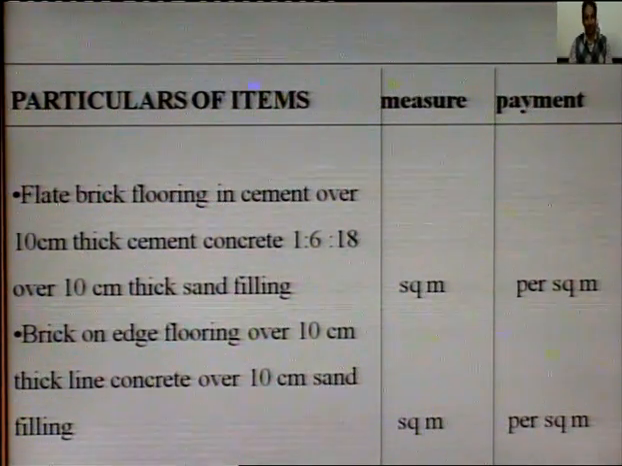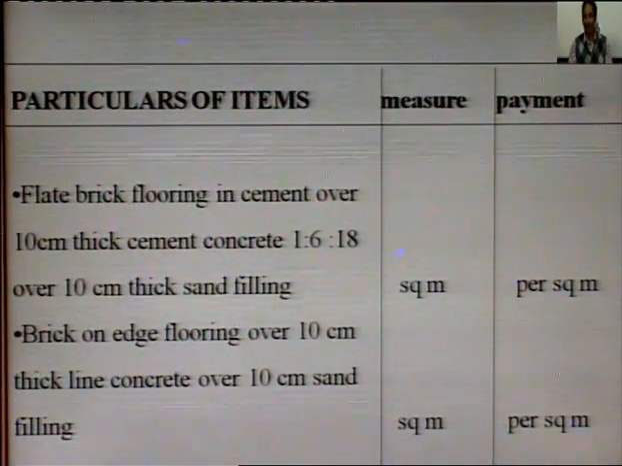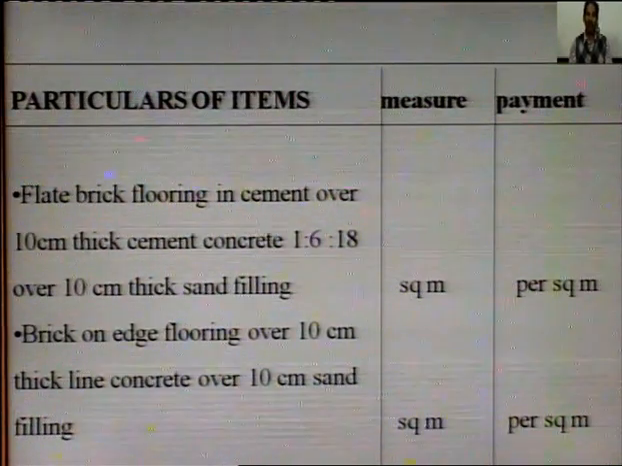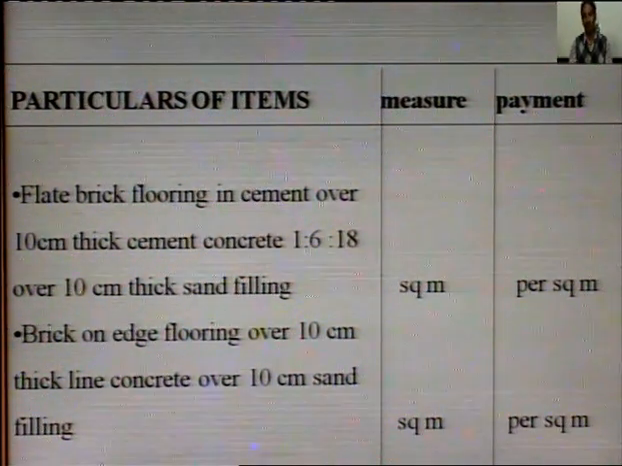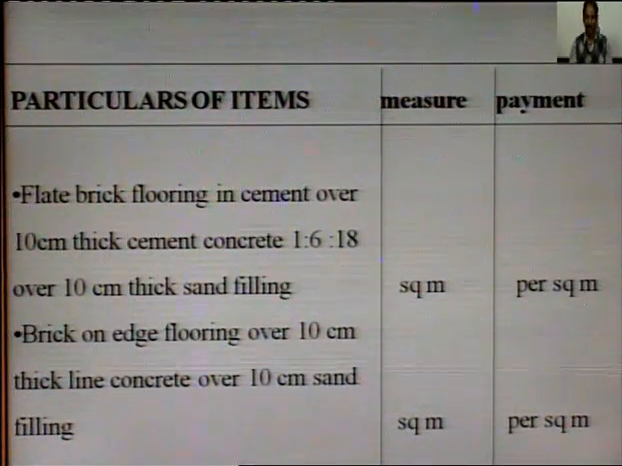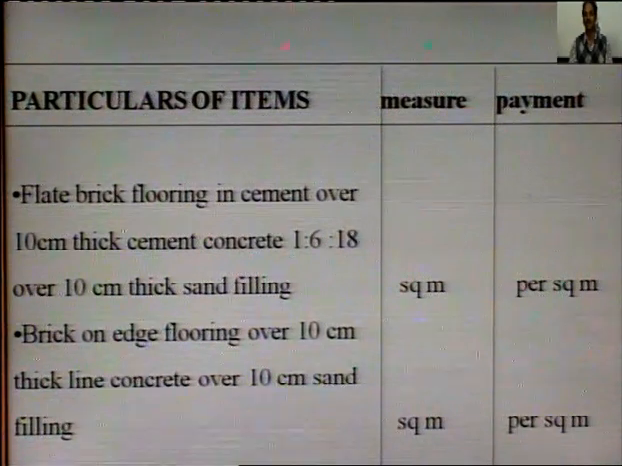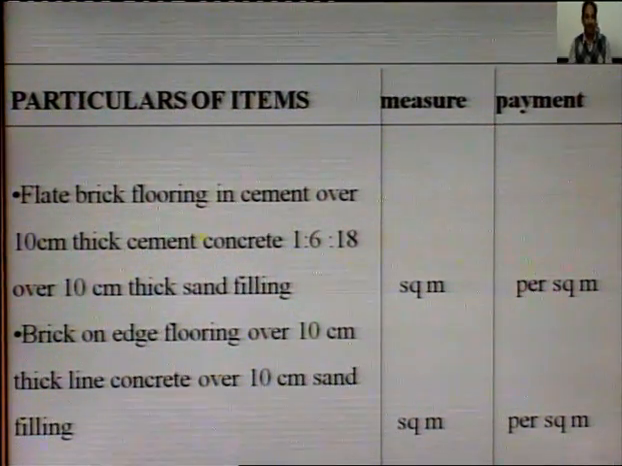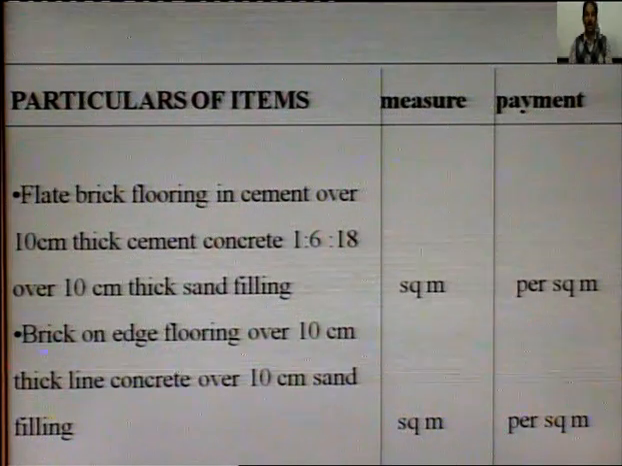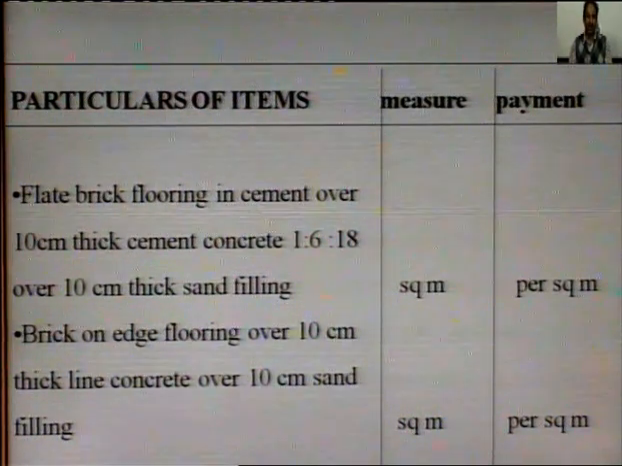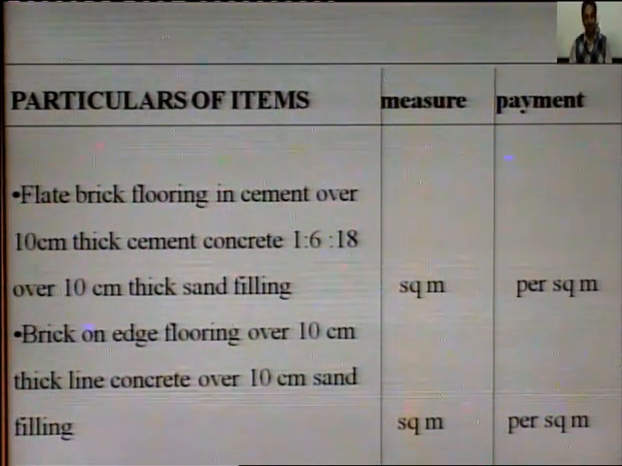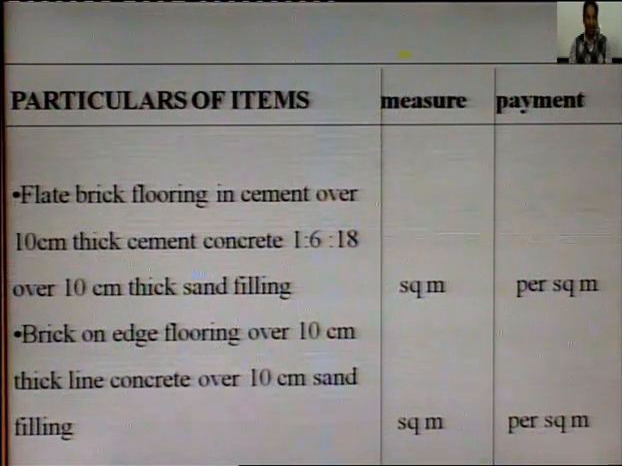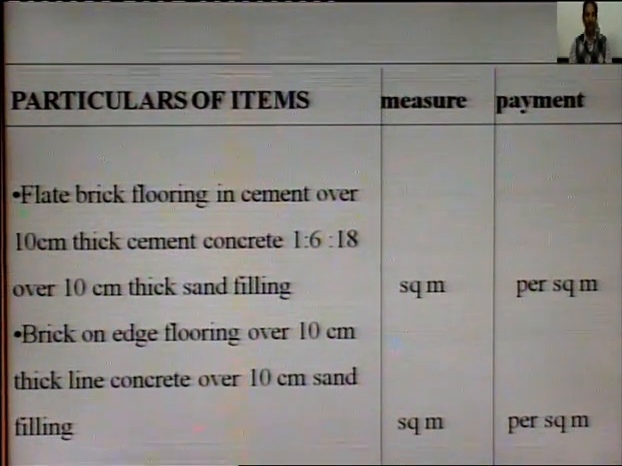So, in the case of brick flooring in cement mortar over a 10 centimeter thick layer of cement concrete bed, and the ratio 1:6:18, over 10 centimeter thick sand filling. So, your unit of measurement is square meter and your unit of payment is per square meter. In this case your unit of measurement is square meter. Here the thickness of the cement concrete bed is specified, 10 centimeter thick cement brick flooring.